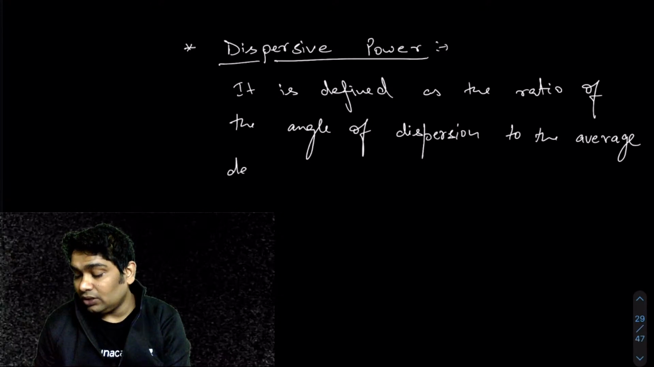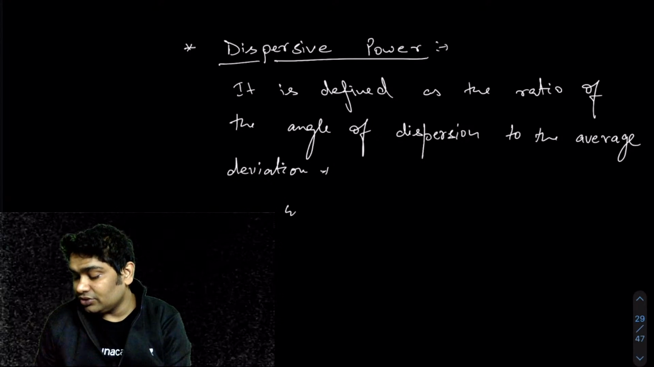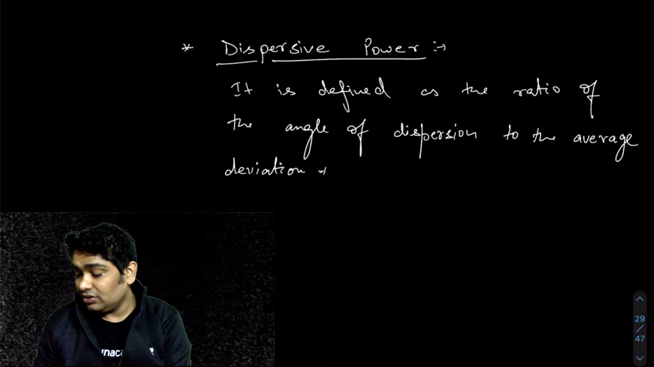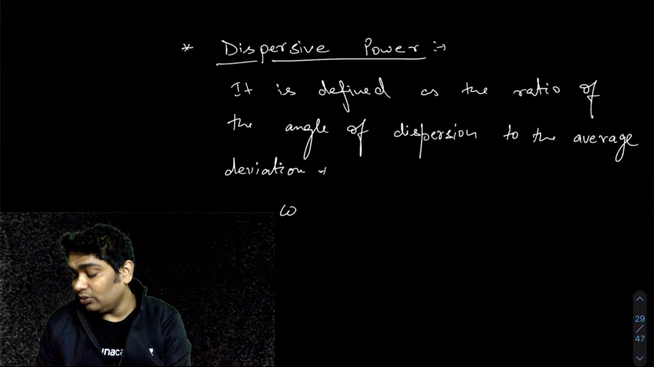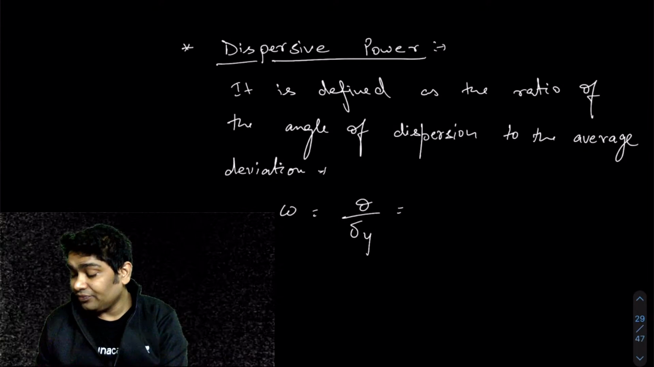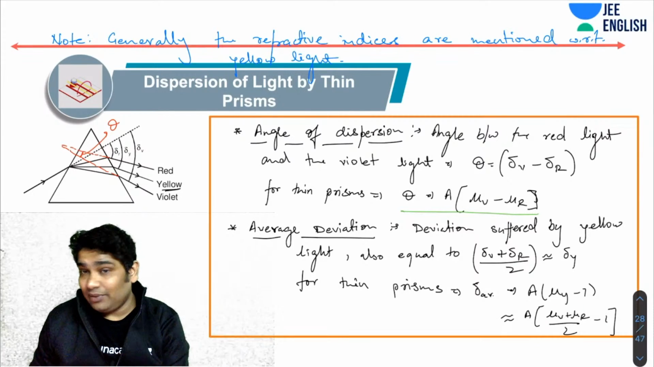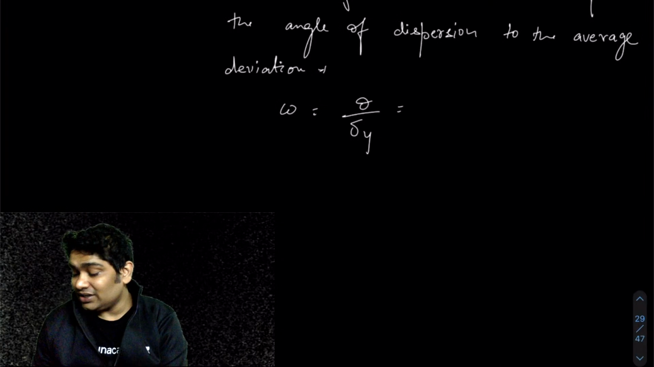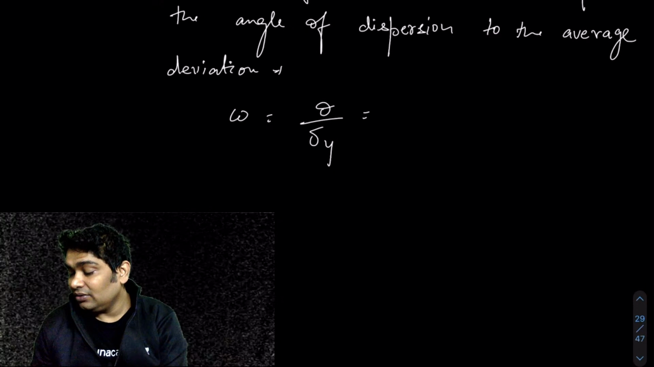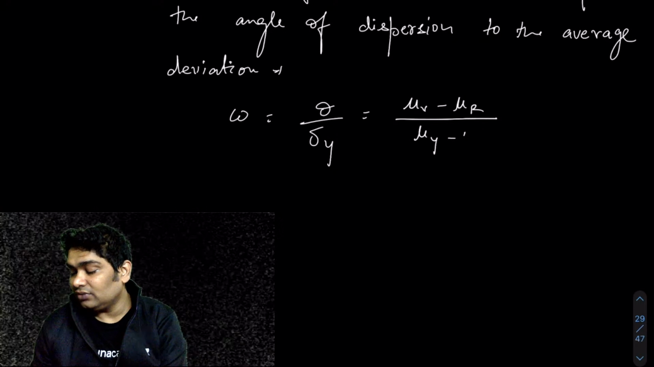So, very important term again. Dispersive power, which is usually denoted by the angle omega, is theta over delta yellow. Remember, theta was (mu of violet minus mu of red) into A, and average deviation was A into (mu of yellow minus 1). So this essentially becomes mu of violet minus mu of red over mu of yellow minus 1.